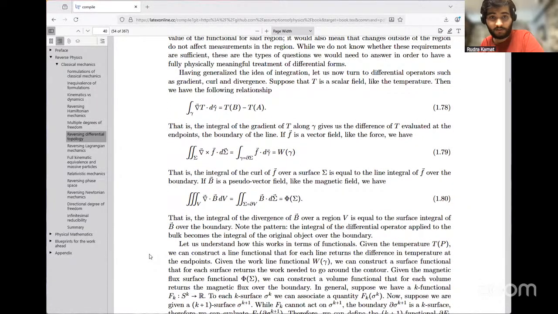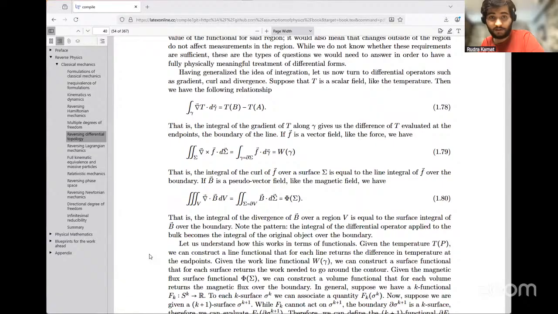That is, the integral of the gradient of T along gamma gives us the difference of T evaluated at the endpoints, the boundary of the line. If F is a vector field like the force, we have the surface integral of the curl of F dot d sigma equals the integral over gamma, which is the boundary of a surface sigma, of F dot d gamma, which is just the work evaluated on the boundary gamma.